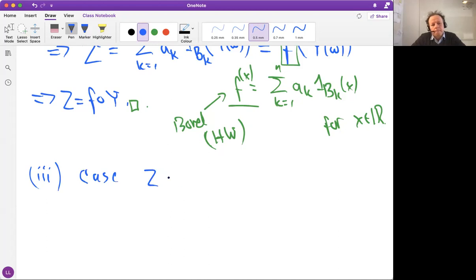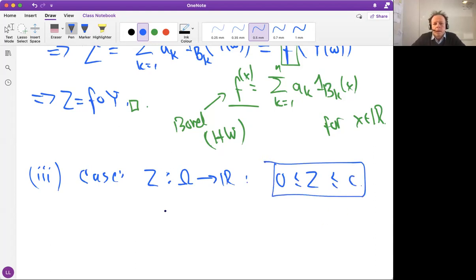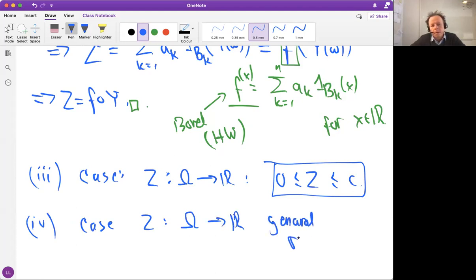Well, let's say there could be a case where Z has... We could look at the case where Z is non-negative and bounded by some constant. And then we could go from that case to the case Z general, sigma y, Borel measurable.